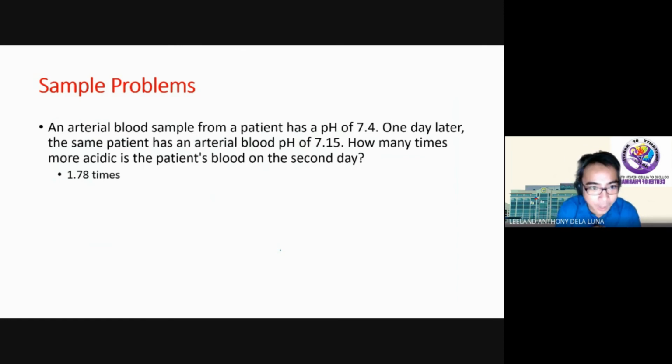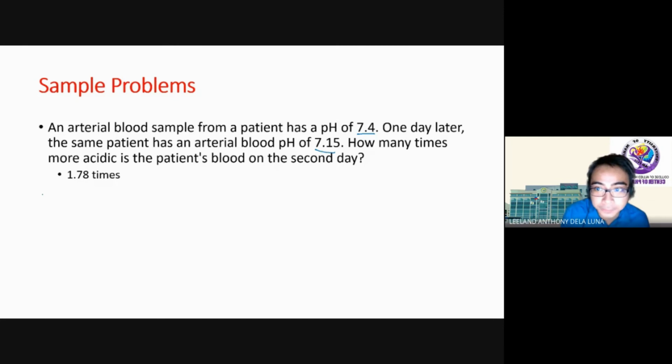So in this case, class, we're going to check now how many times higher ang pH ng blood ng patient. So it started daw with 7.4. Tapos ang kanyang pH naging 7.15 after 1 day. So ibig sabihin mas naging acidic, correct? It became more acidic. So again, the question is how many times more acidic ba 'yon? So therefore, compute mo natin class ang hydrogen ions of each.